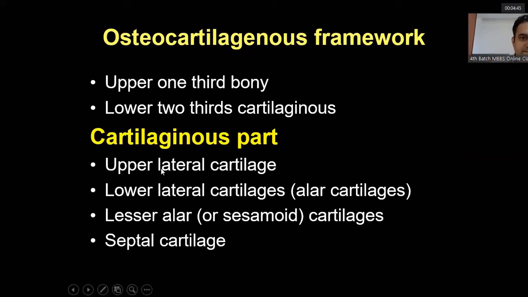In the cartilaginous part, there are four cartilages: the upper lateral cartilage, the lower lateral cartilage, which is also called the alar cartilage, then the lesser alar cartilage, which is also called the sesamoid cartilage, and the septal cartilage. This cartilaginous part is important, and you need to remember all these names. In the diagram, I'll show you where these cartilages lie.